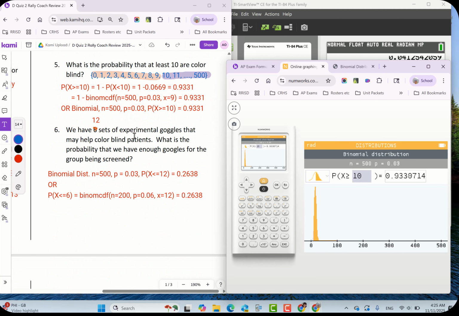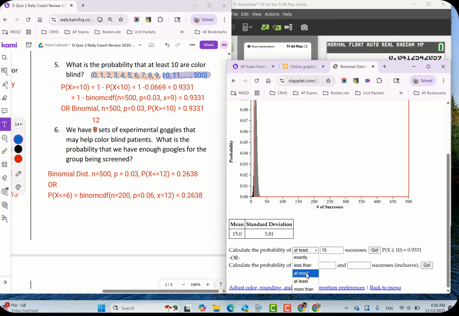Okay, and then we have 12 sets of experimental goggles that may help. What is the probability we have enough? That means we want at most. The probability that we don't run out means we use at most 12 sets of these goggles. All right, and you can see it's 26.38. If you're doing the binomial distribution, use at most 10. There they are. 12 sets of goggles, not 10. There you go, that matches.